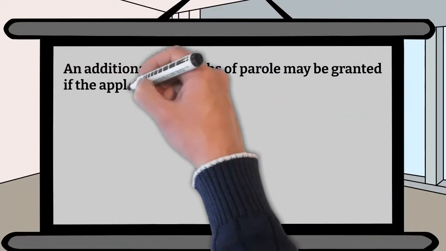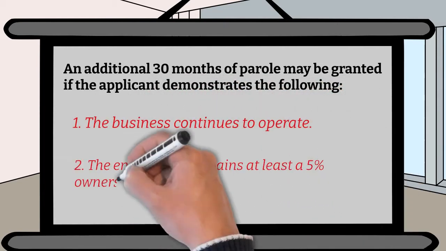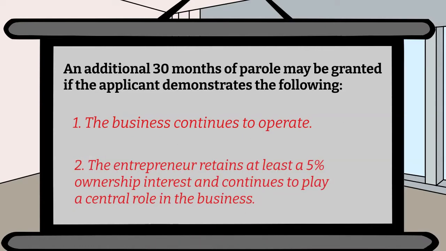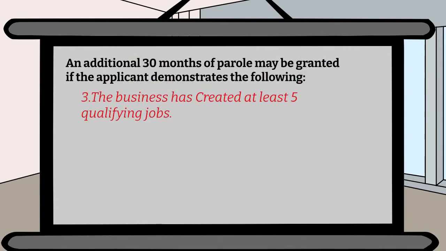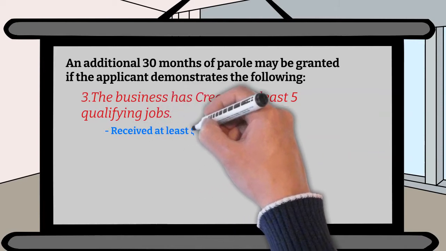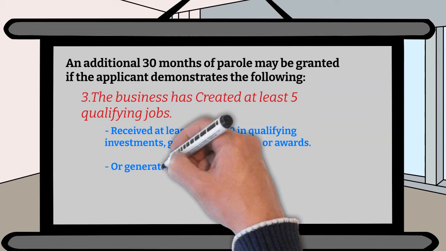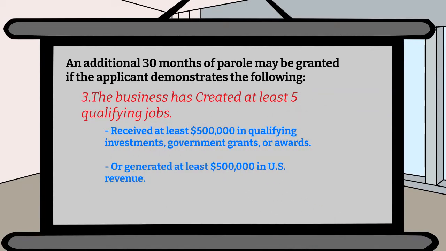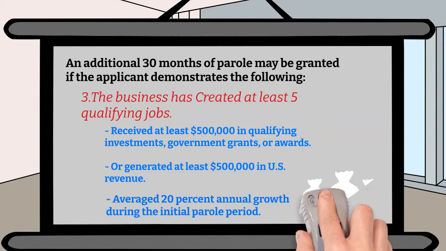An additional 30 months of parole may be granted if the applicant demonstrates the following. 1. The business continues to operate. 2. The entrepreneur retains at least a 5% ownership interest and continues to play a central role in the business. And finally, 3. The business has created at least 5 qualifying jobs, received at least $500,000 in qualifying investments, government grants, or awards, or generated at least $500,000 in U.S. revenue, and has averaged 20% annual growth during the initial parole period.